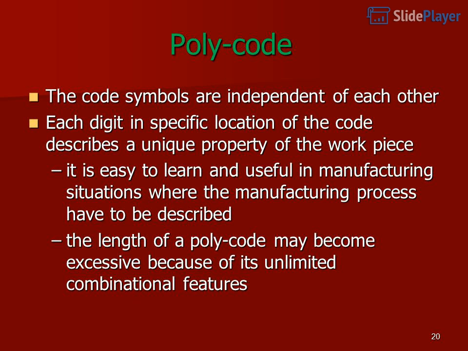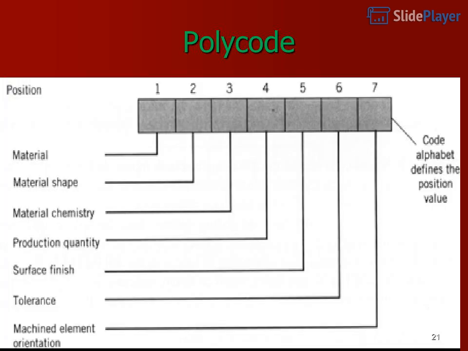Polycode. The code symbols are independent of each other. Each digit in a specific location of the code describes a unique property of the workpiece. It is easy to learn and useful in manufacturing situations where the manufacturing process has to be described. The length of a polycode may become excessive because of its unlimited combinational features.